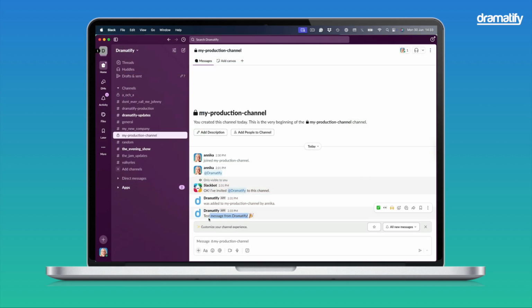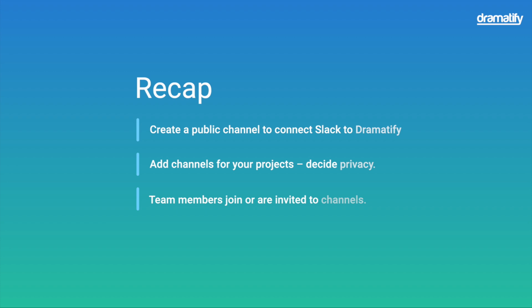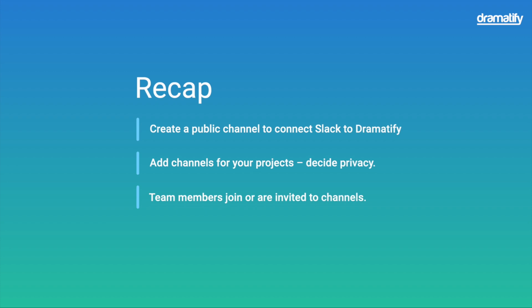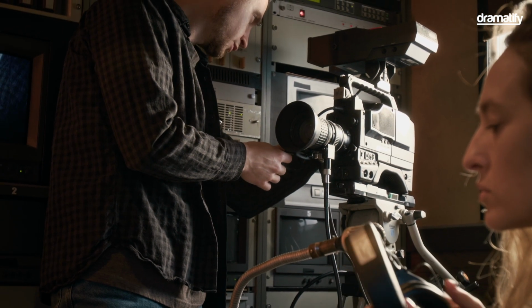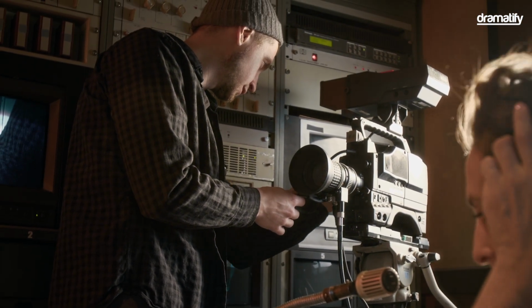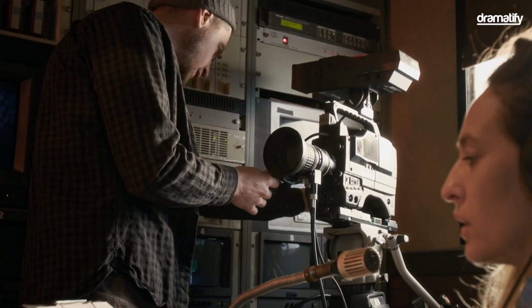For your team to get access to both public and private Slack notifications, you must invite them to Slack. Follow the link in the help text for instructions. Your team members also find instructions there on how to use Slack. To recap, create a public channel to connect Slack to Dramatify, and then add channels for your projects with clear names and decide privacy. Team members join or are invited to channels for their productions. Dramatify and Slack keeps your whole team informed, right on desktop, tablet, or phone, without needing to log in repeatedly.